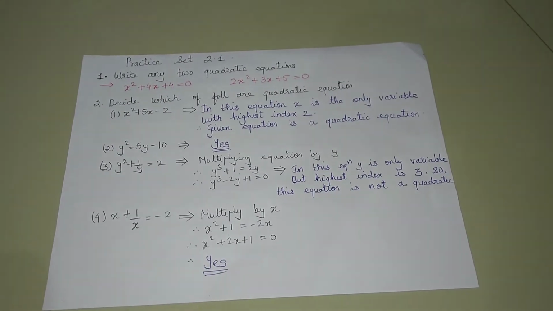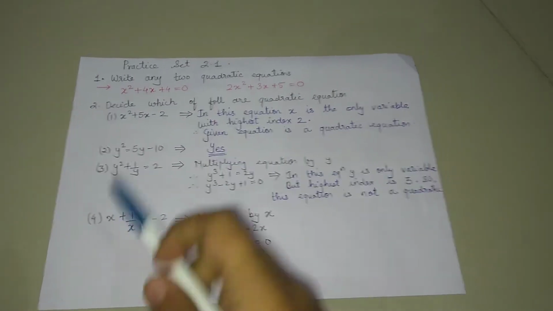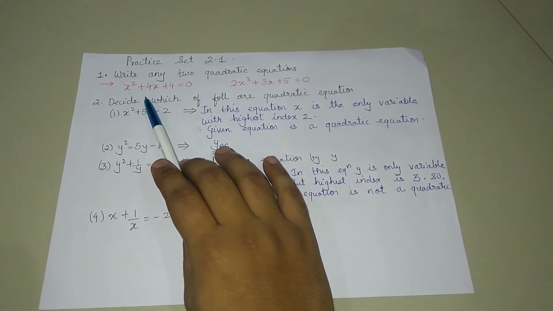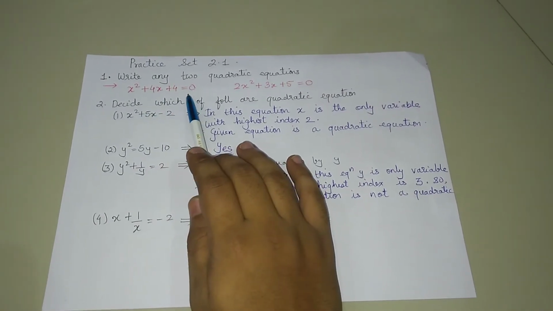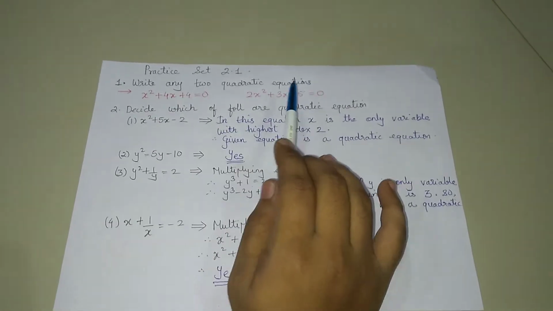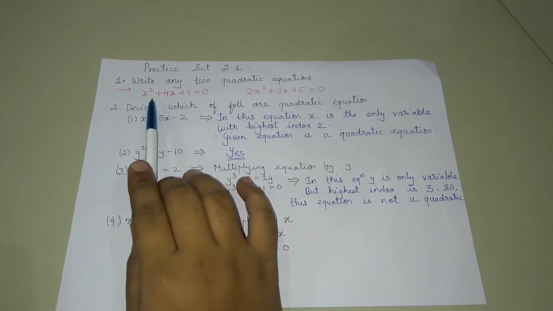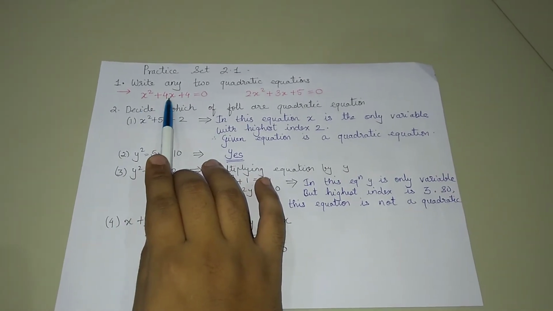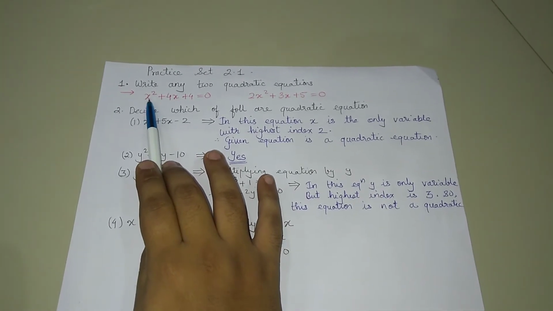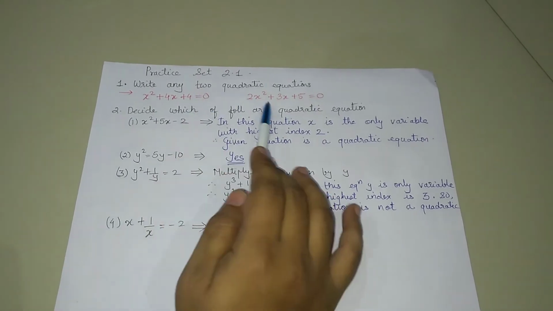So the first question here is to write any two quadratic equations. We can write any two quadratic equations. So I have written x square plus 4x plus 4 equal to 0, and 2x square plus 3x plus 5 equal to 0. In a quadratic equation we must always keep one thing in mind: it should have only one variable, and the maximum power, the highest power, should be 2. So we can now write this equation.